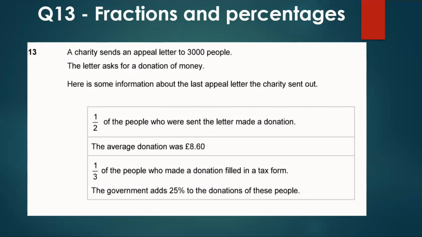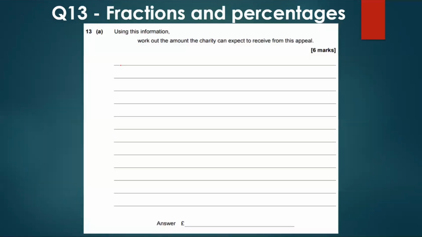We'll have a look at that in a minute. The average donation of that half of the 3,000 people was about £8.60. And 1/3 of the people who made a donation filled in a tax form. If you fill in that tax form, the government adds 25% to the donations of these people. So we're going to be looking at how much that is. Question 13A says, using this information, work out the amount the charity can expect to receive from this appeal. It's an average, because it's the average donation, and we're going to apply this all together. It's 6 marks, like I've already said.